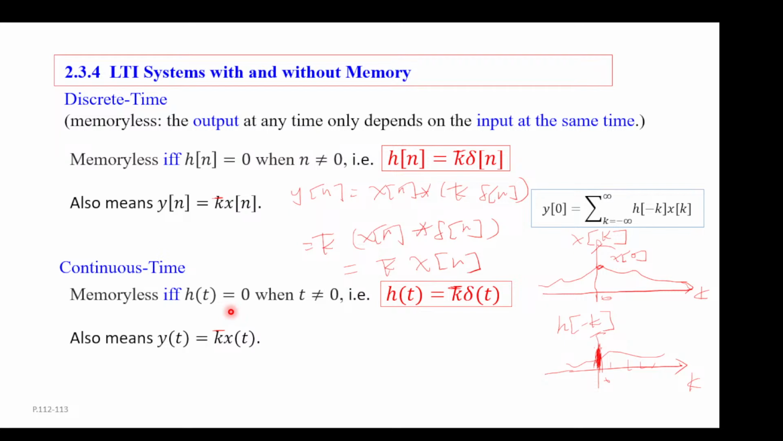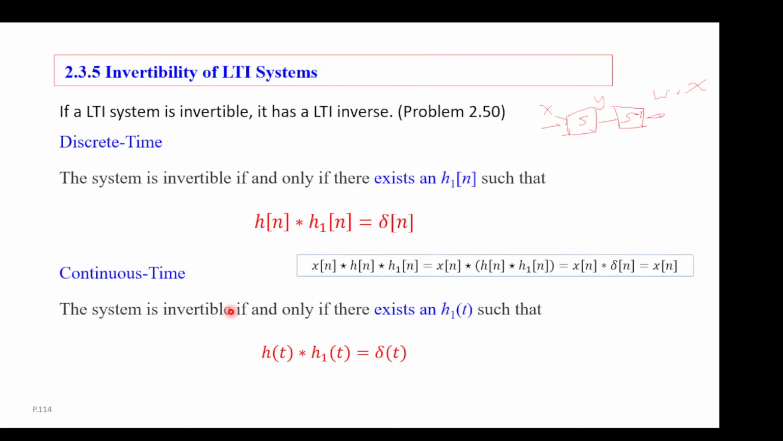If everyone understands, let's go to the next property: invertibility of LTI systems. Remember, invertible means that you can find the inverse system. You have an input X going to system 1, becoming Y, then there is another system, the inverse system S minus 1, such that the output W will equal X.